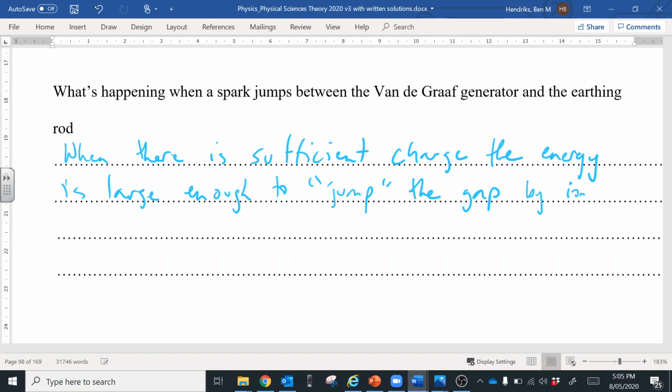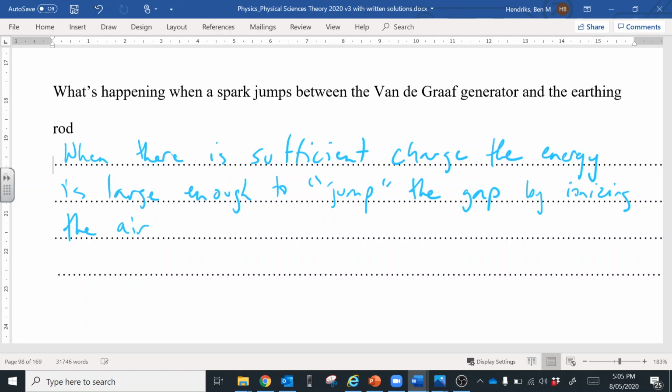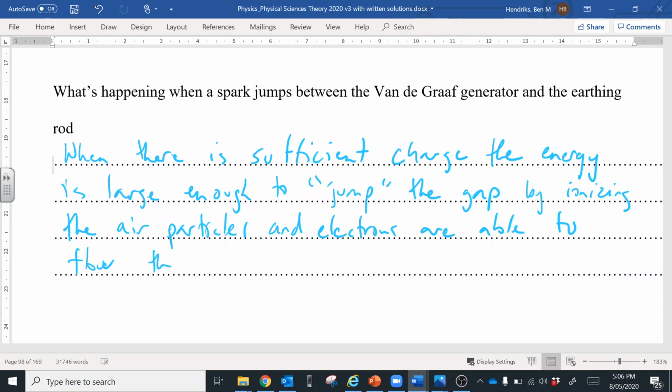By ionizing the air. So another name for charge is ion. And so the air particles. What happens is that the charge is big enough that electrons are actually able to flow through the air. And this is the exact same principle as lightning, which we'll look at in the next video.